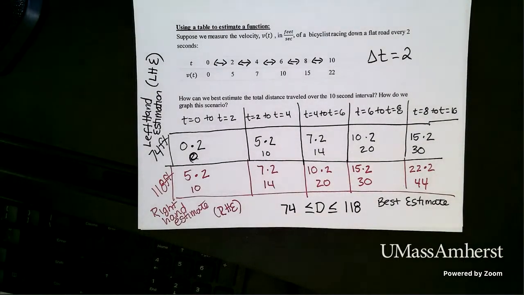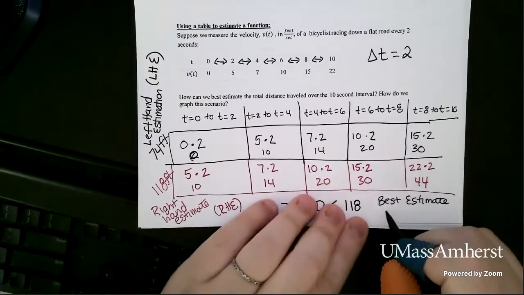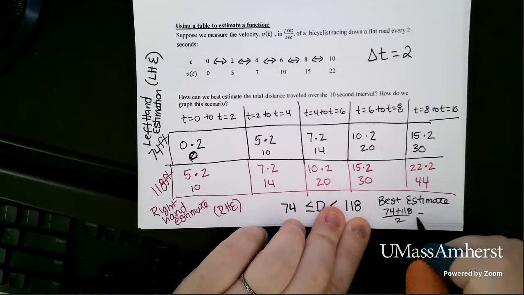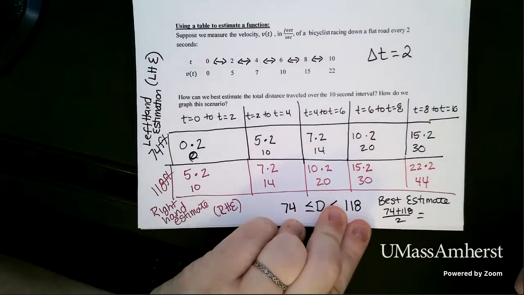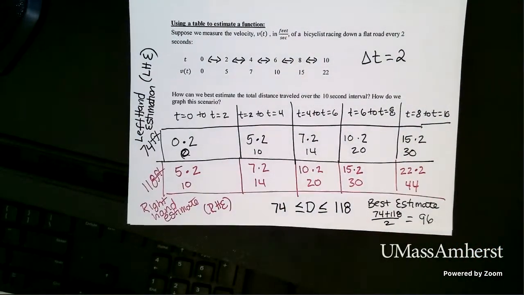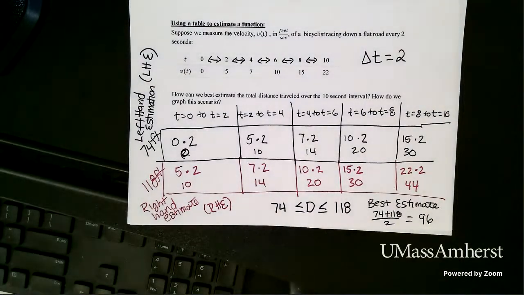So again, my best estimate is a guess based on the information I have. And if I get different information, it may change my guess. So for my best estimate, I'm going to average 74 plus 118 divided by 2, and that's going to give me 96. So what does this look like? How does this play in with this idea that we should be graphing what we are approximating?